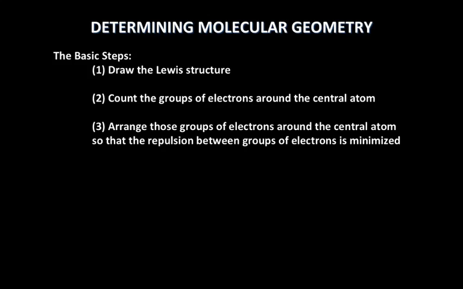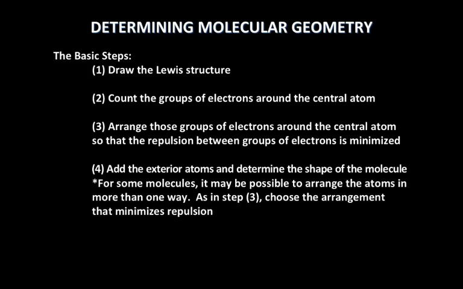And then once we know how many groups of electrons we have, what we want to do is arrange those groups of electrons around the central atom so that the repulsion between them is minimized. All of those electrons carry a negative charge, and like charges repel, so we have to get those groups of electrons as far apart as possible.